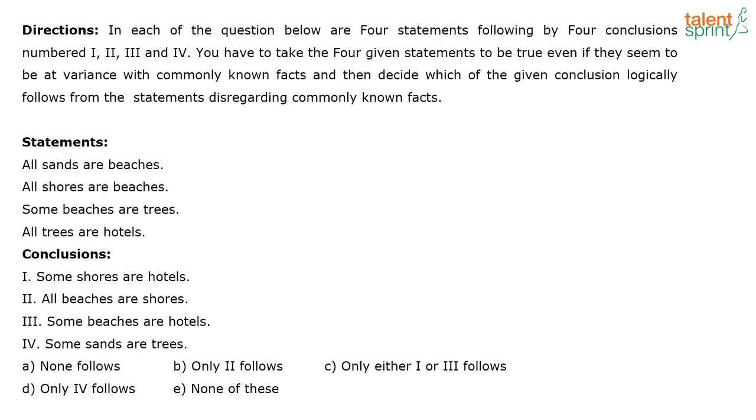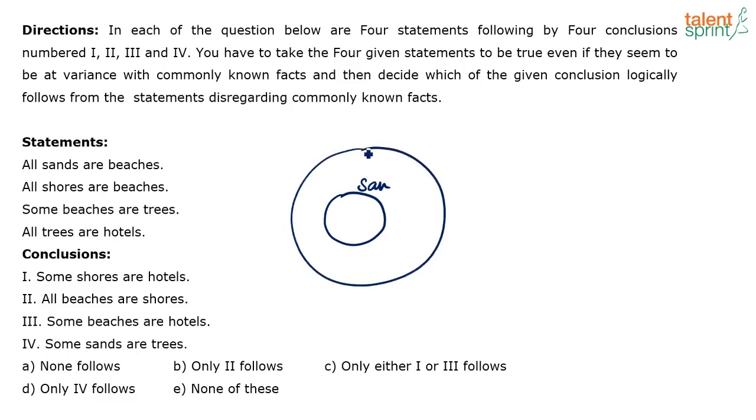Let me solve it. So what is given? All sands are beaches. All shores are beaches. So shores is somewhere here. I'm just assuming this is shores. It has to come inside beaches. That's all. Now some beaches are trees. See, why am I drawing like this? Always keep it in mind, the sets should be with minimal overlapping.